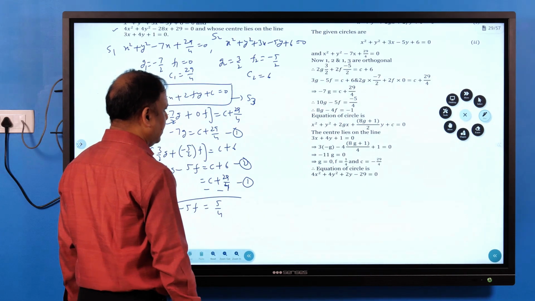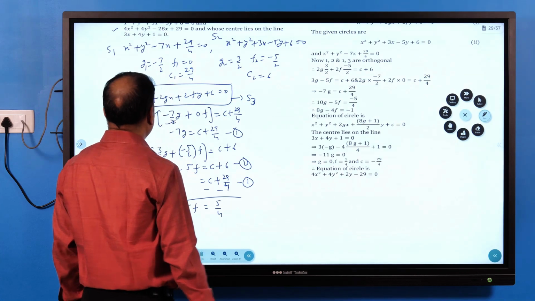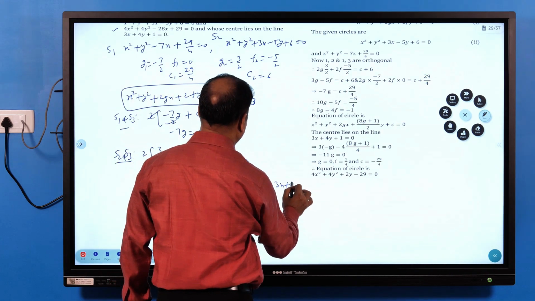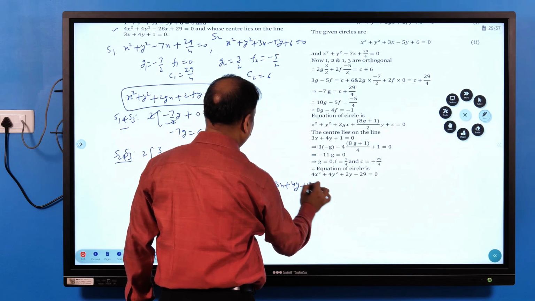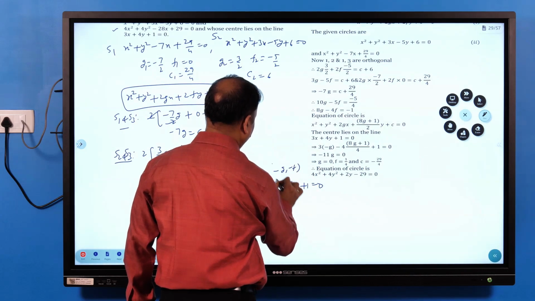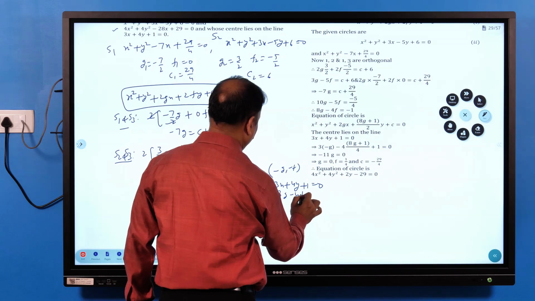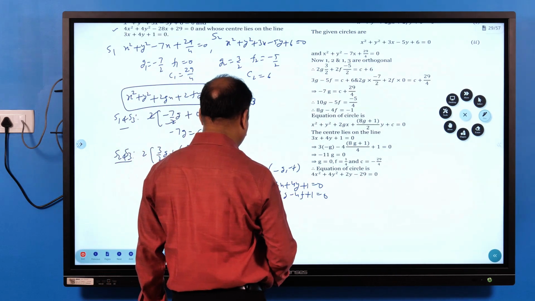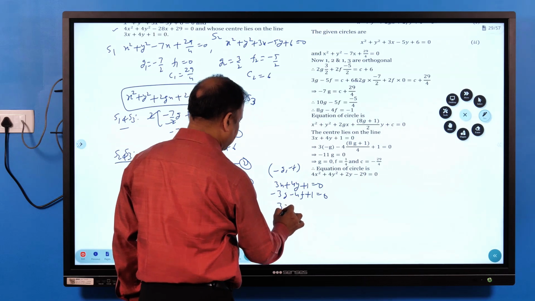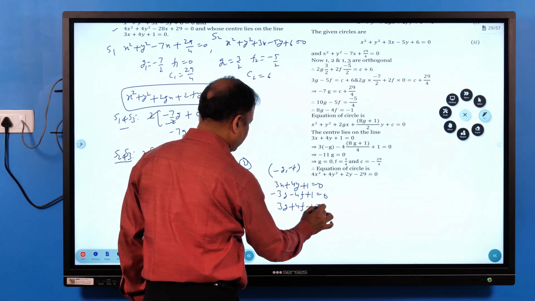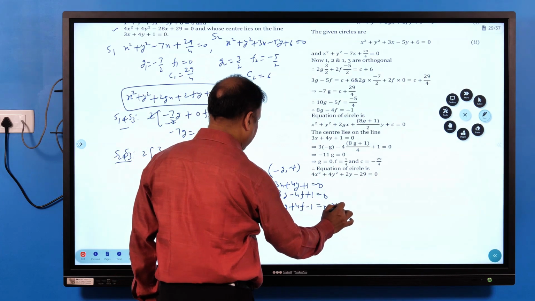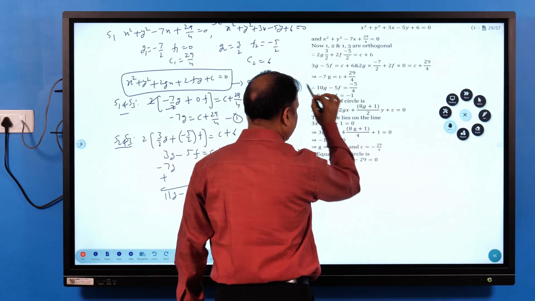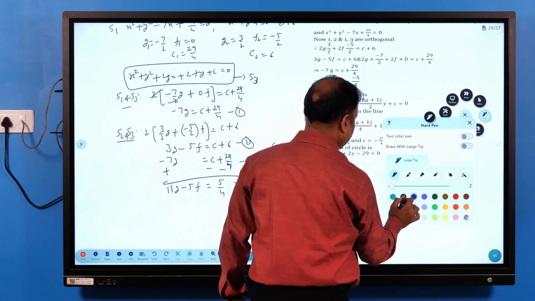This is one equation. Second equation, center lies on this line. So 3x plus 4y plus 1 is equal to 0. What is the center? Minus g comma minus f. So minus 3g minus 4f plus 1 is equal to 0. Solve these two equations. So what we will do? This is 3g plus 4f minus 1 is equal to 0. Multiply it by 5 and multiply it by 4. We will get two equations, solve for f and g, answer will come.